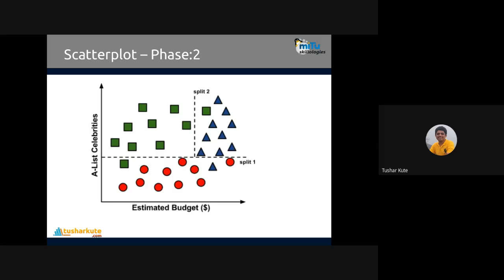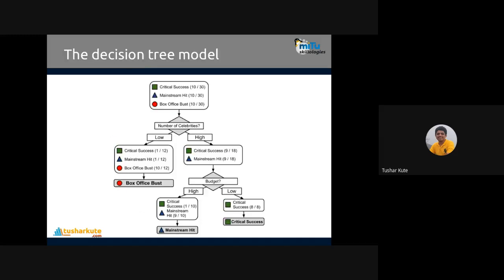So this is the split-wise approach. We are dividing a problem into multiple small parts, like this which is shown over here, correct? After that, this will be transformed into a tree-wise structure. See how the tree will look. Whatever splits you made in sequence are followed here. See this decision tree model. At the root node, we have 30 different rows. Of those, 10 are critical success, 10 mainstream hit, 10 box office bust, 10 in each category at the root node.